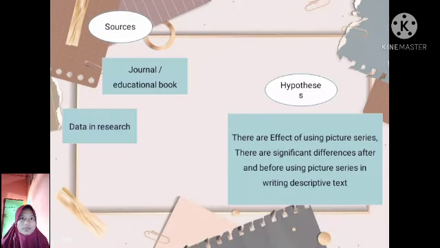And for my proposal, I read journals and educational books and collected data for the research. Also, I can draw my hypothesis: there is an effect of using picture series, and there is a significant difference before and after using picture series in writing descriptive text.